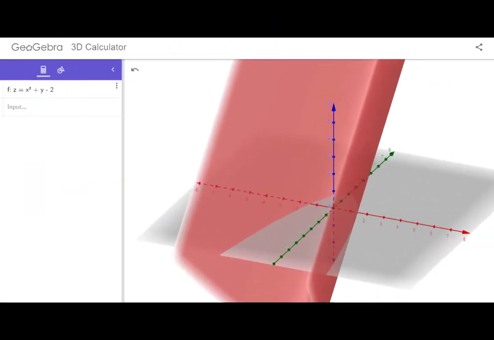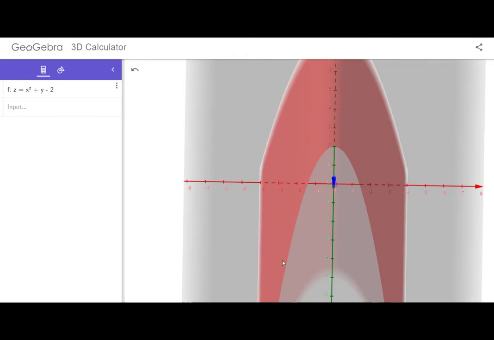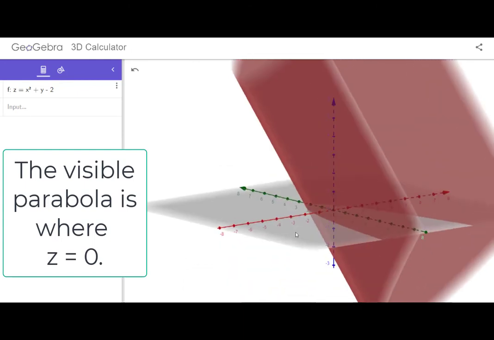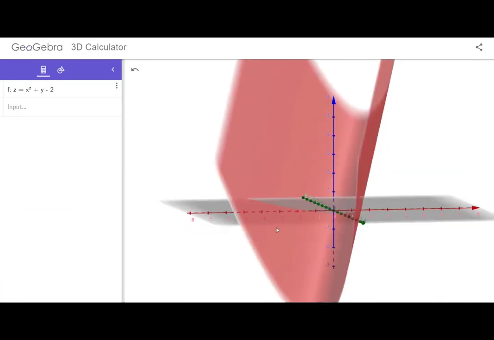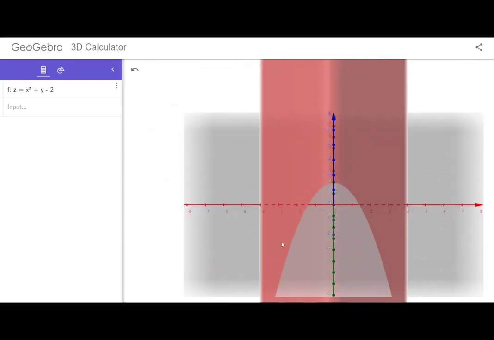Now here is the actual picture of the surface in 3 dimensions. Z equals x squared plus y minus 2. And there is the parabola we would get if z is 0. It's where it hits the ground. Ooh, I kind of see that shape, but it's moving down sort of at a diagonal.